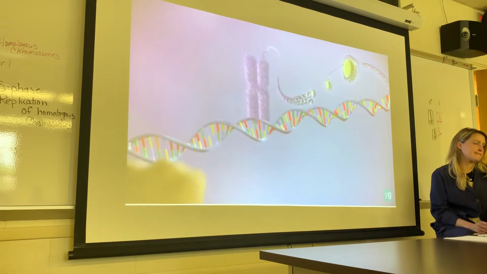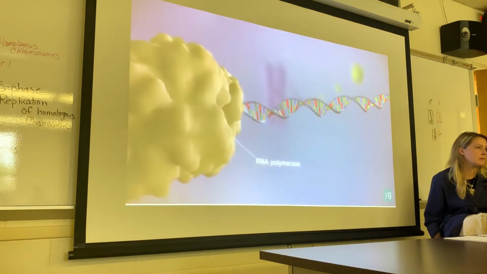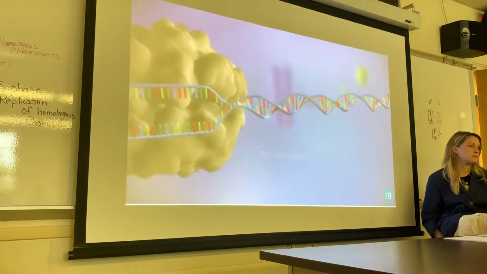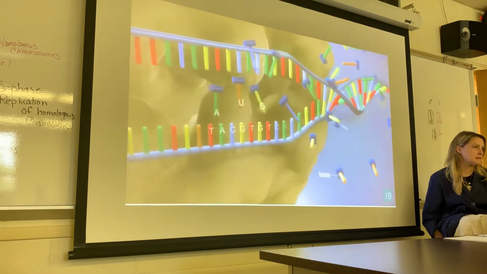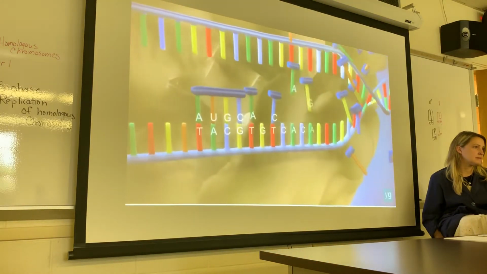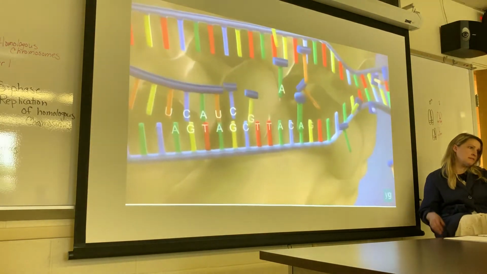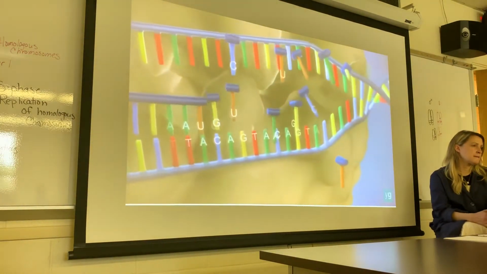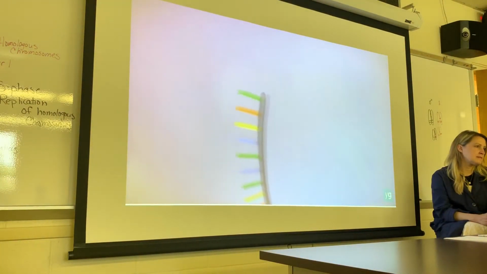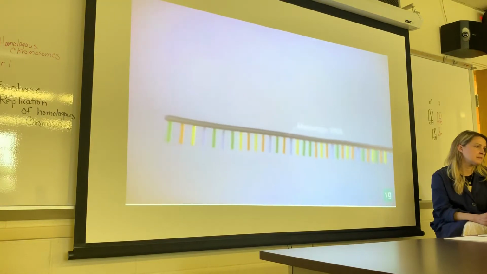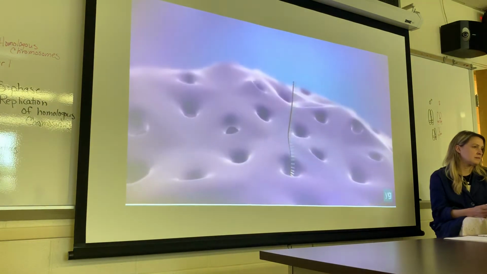When a gene is switched on, an enzyme called RNA polymerase attaches to the start of the gene. It moves along the DNA, making a strand of messenger RNA out of free bases in the nucleus. The DNA code determines the order in which the free bases are added to the messenger RNA. This process is called transcription. The messenger RNA then moves out of the nucleus into the cytoplasm.